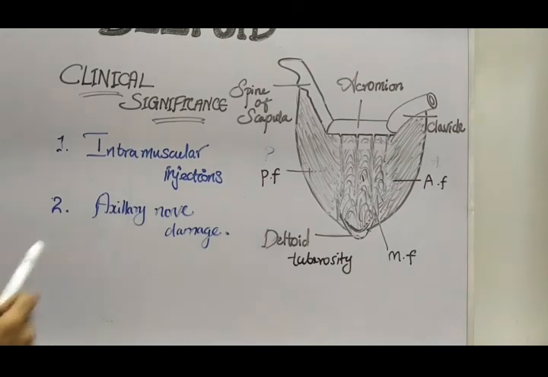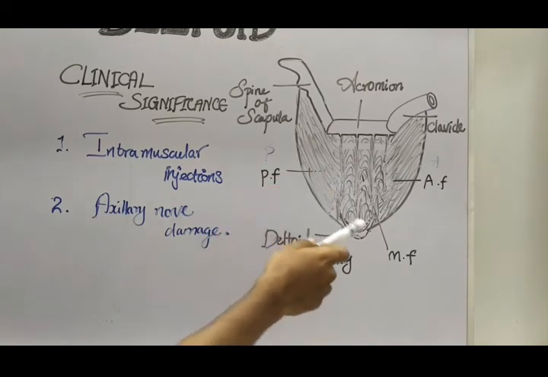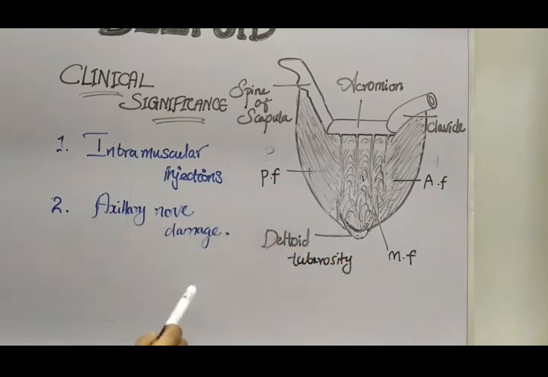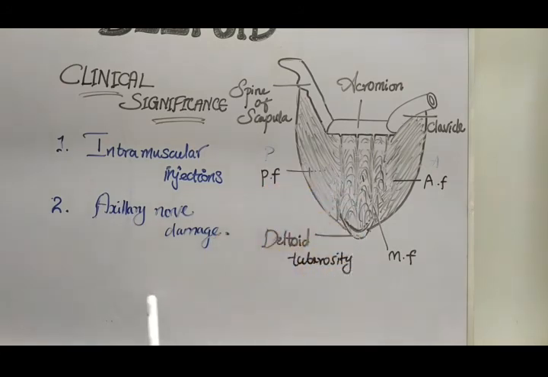The next thing is axillary nerve damage. This is the nerve which supplies this deltoid muscle. So if this nerve gets damaged, the deltoid muscle is going to be paralyzed and the rounded contour of our shoulder will be lost, and the muscle will lose its ability to abduct the arm from 0 to 90 degrees.